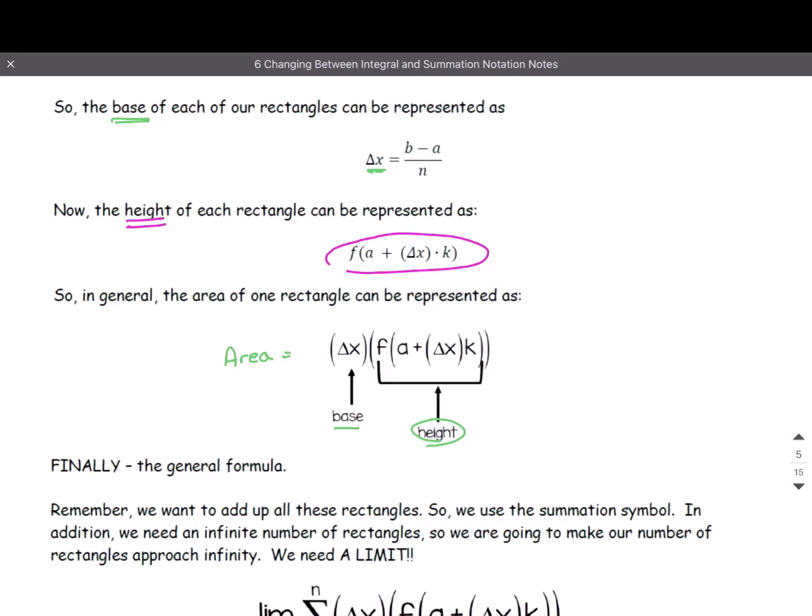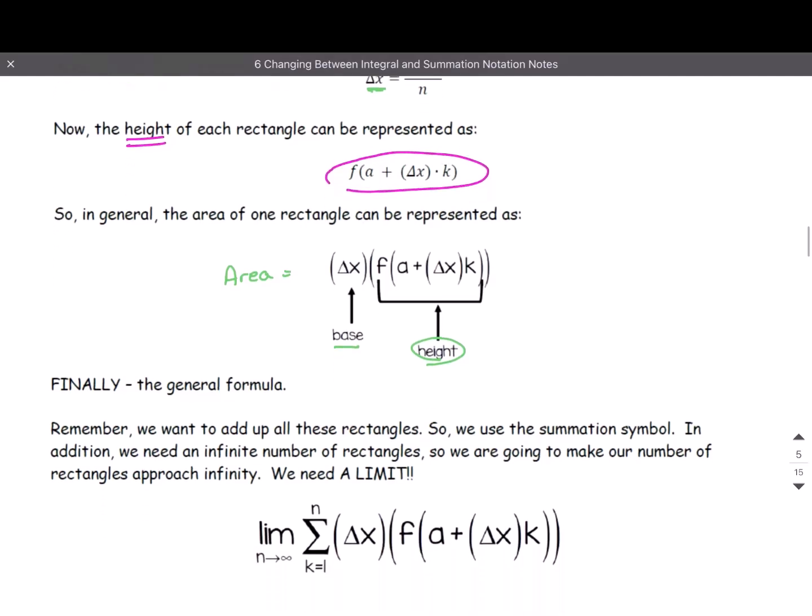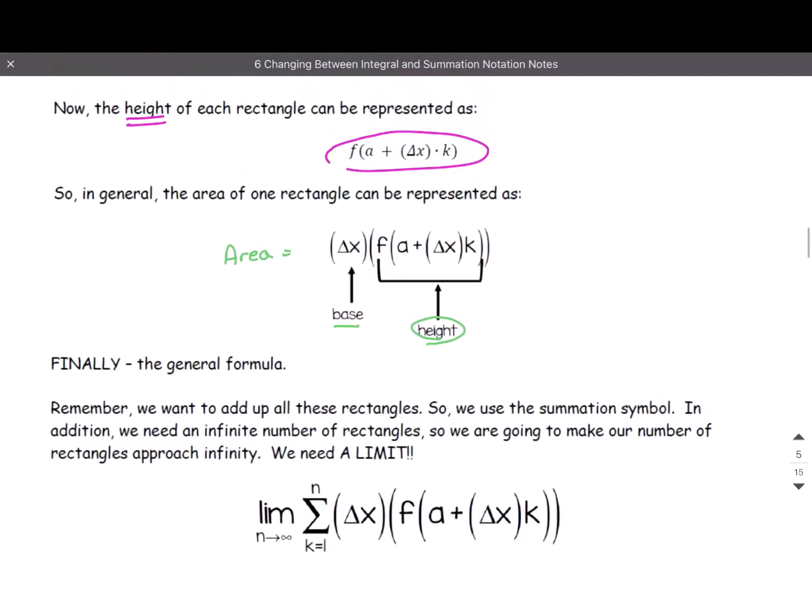Now that's the area of one rectangle. We have to add up all the rectangles. So if we look at this, if we want to add up all the rectangles, we use a summation as k goes from 1. Now k is the variable that's going to count how many rectangles we have. The first rectangle, the second rectangle, k will be 1, then k will be 2, then k will be 3, all the way till it gets to n. And this was our base, and this is our height that we're multiplying.